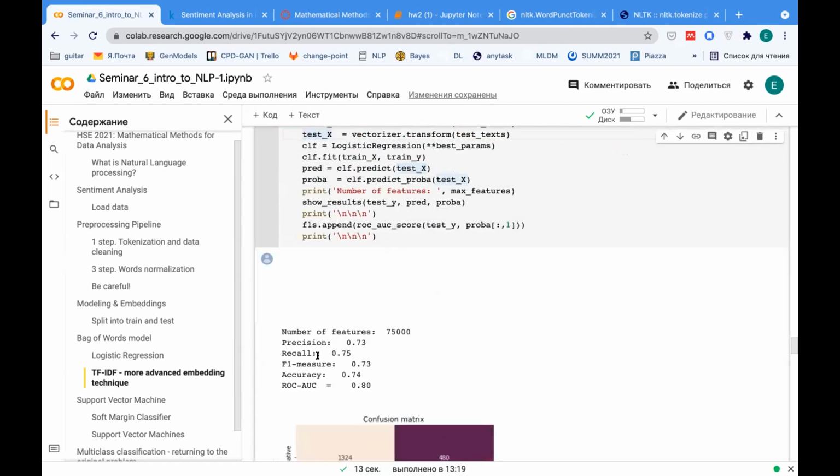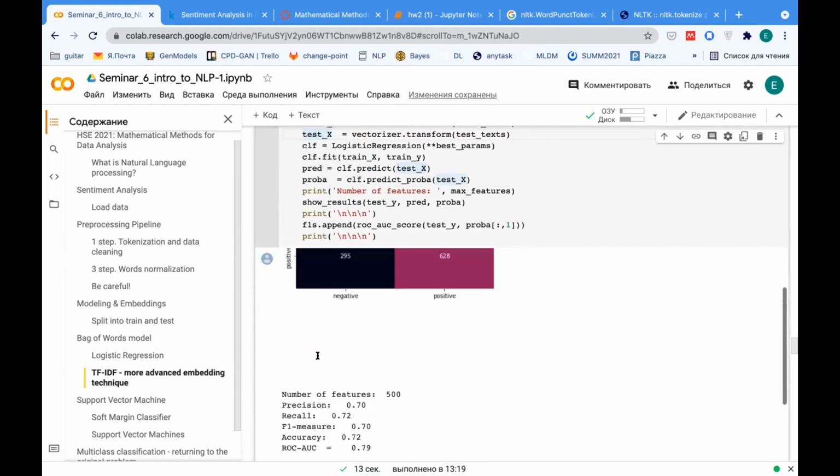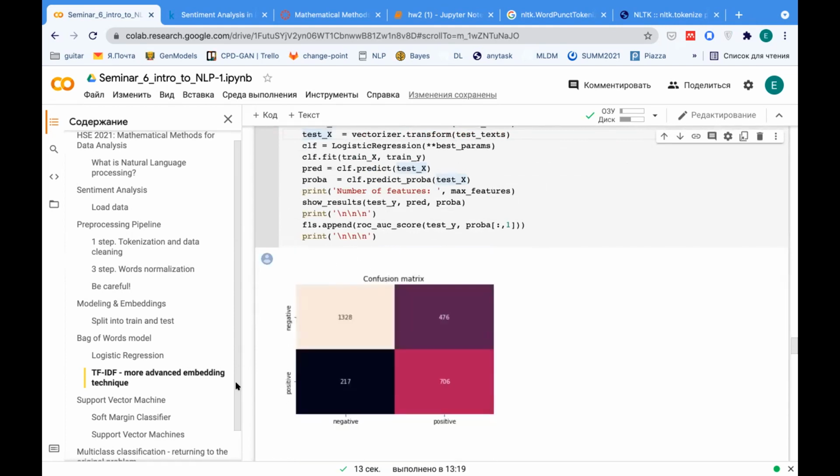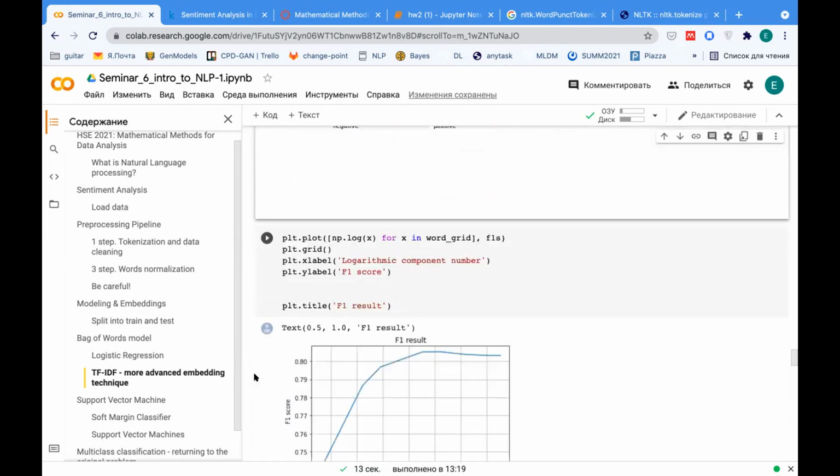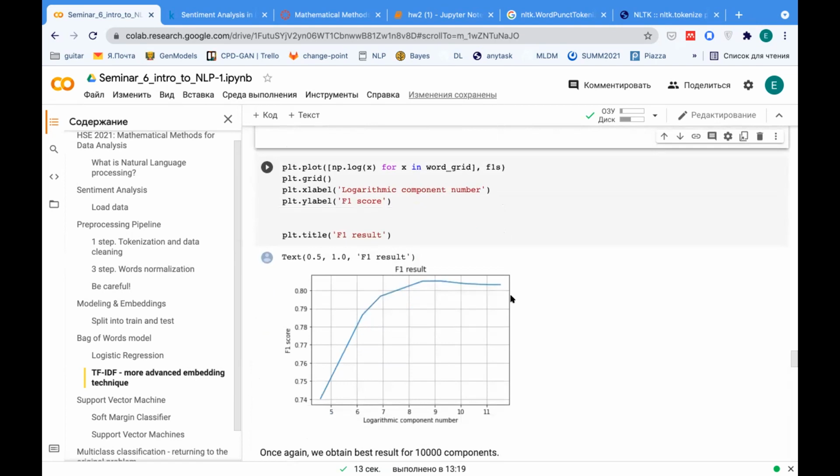And again, we can see that after using more words in our model, we have better results. And again, we should choose the best number of words for a model and not use too many of them. We can again choose it by using this plot.